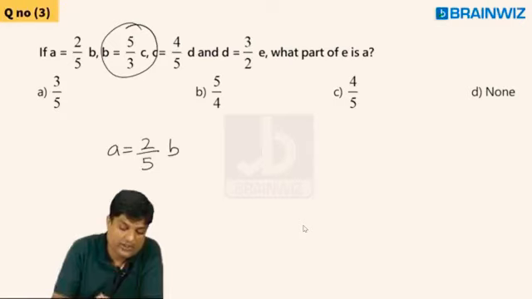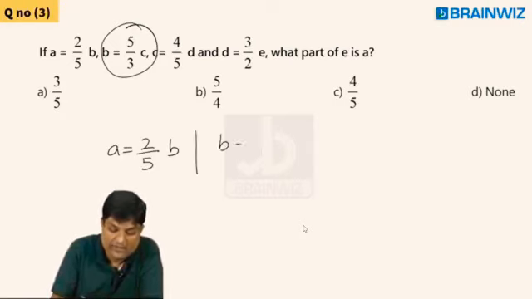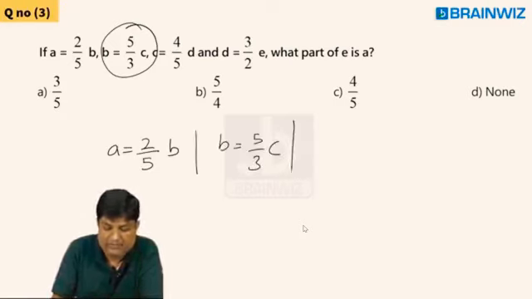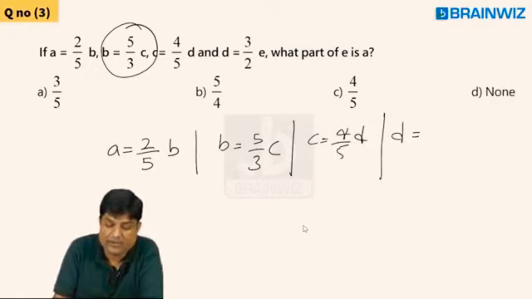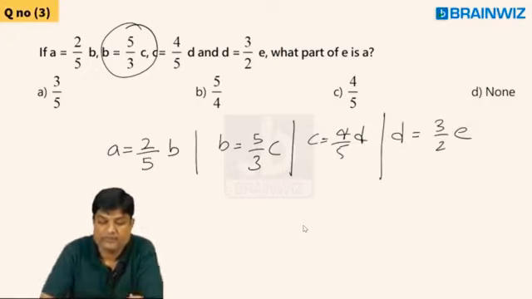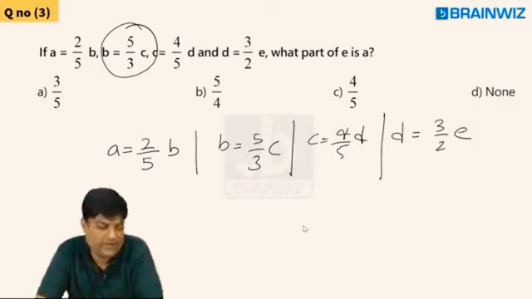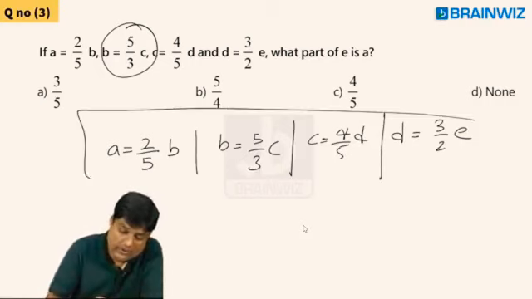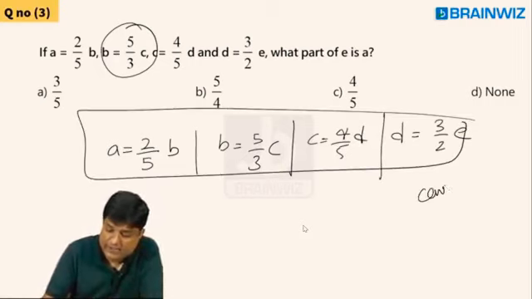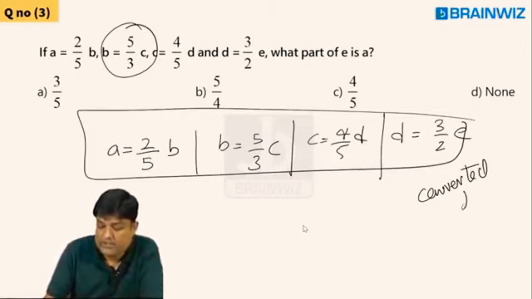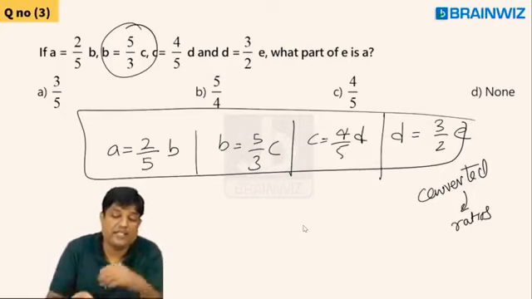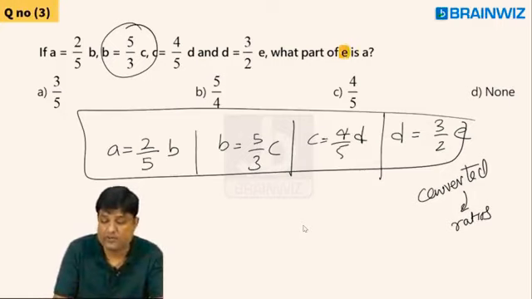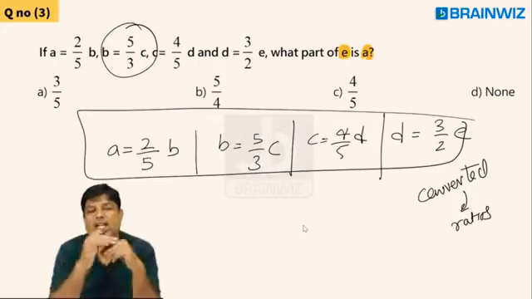Now, this equation is given. What is the second equation? B is equal to 5 by 3 of C. Third one, C is equal to 4 by 5 of D. In the same fashion he gave you, D is equal to 3 by 2 of E. Are you understanding, everybody? So this question was given to you, students. All these equations have to be converted into ratios. And then find out the relationship between A and E. I want only the A and E relationship.